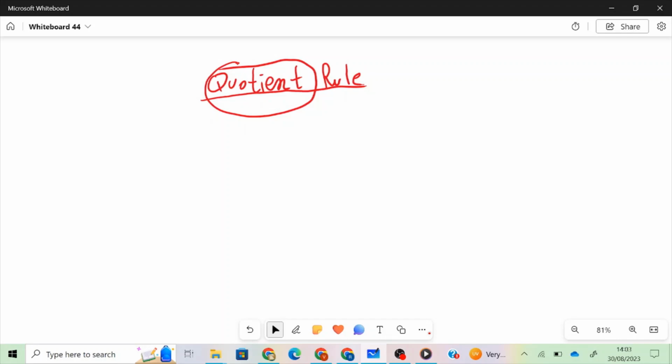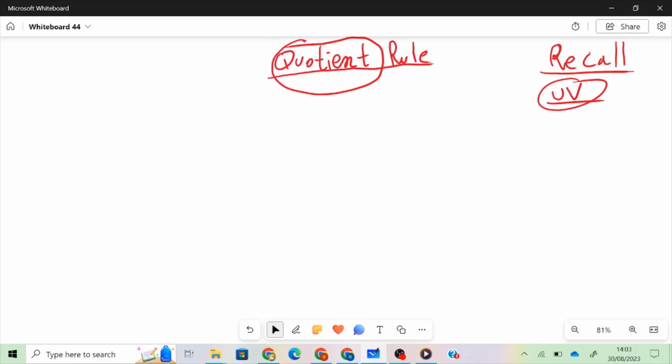Now, what exactly is the quotient rule? If we recall from our previous video when we had a look at the product rule, we said that when two different functions, u and v, are being multiplied, instead of opening the brackets out or whatever the case may be, we use the product rule, which is dy dx equals v du dx plus u dv dx. However, the quotient rule is slightly different.